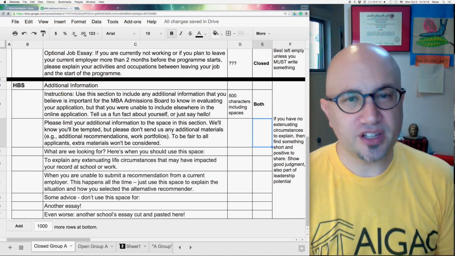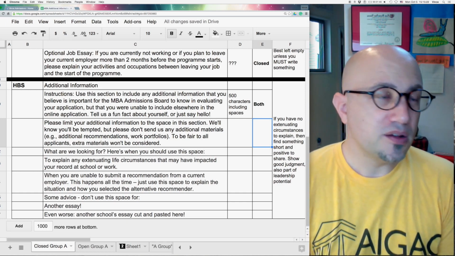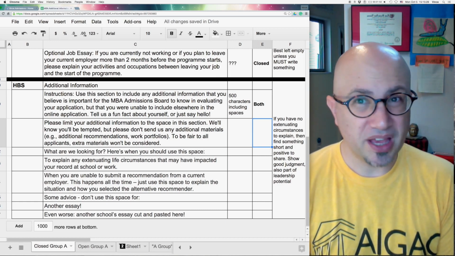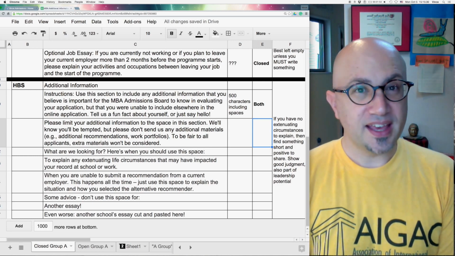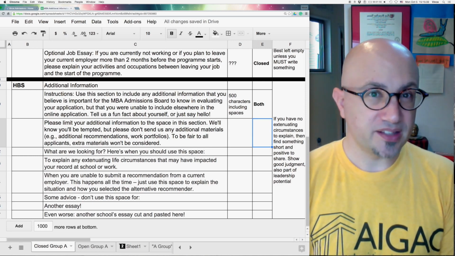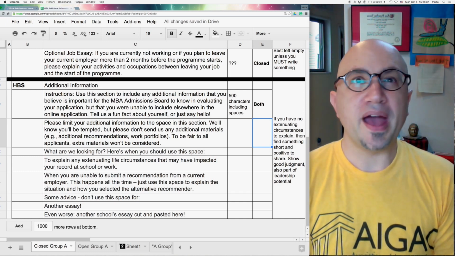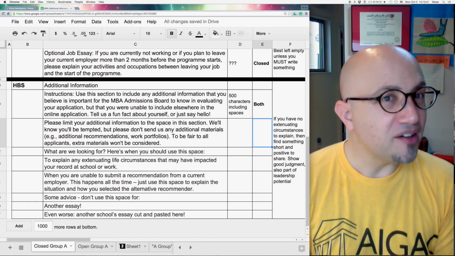If you don't have an extenuating circumstance, honestly though, a lot of my clients last year, the year before, did leave this blank. I think leaving it blank is not a terrible thing. It's much better to leave it blank. If you don't have an extenuating circumstance, it's better to leave it blank than to copy and paste some other school's essay or beg and plead and show that you love Harvard for some reason. They assume you love Harvard.